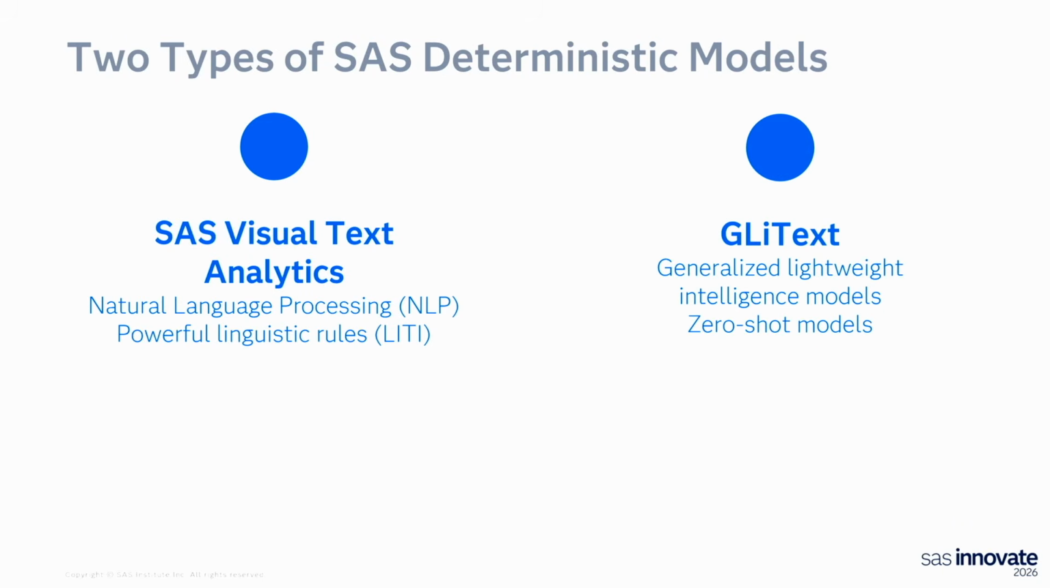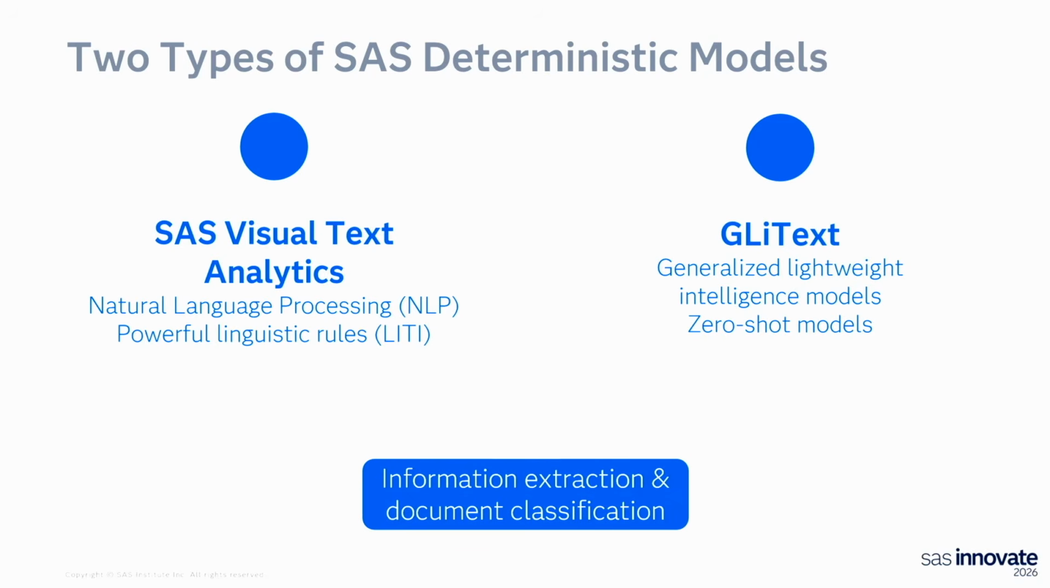And the second type is a generalized lightweight intelligence model. And these are zero-shot models. And we bring these into the fold because it gives us some flexibility for the user. So the VTA models have predefined targets or entities that they're trying to extract and predefined documents. But if you need something that's not already extracted by the model, then you can use the GlideText model, and it gives you the flexibility to add that target or that page type that you need to find. Both of these models are focused on not just extracting information, but also finding specific documents within the corpus of the medical record.